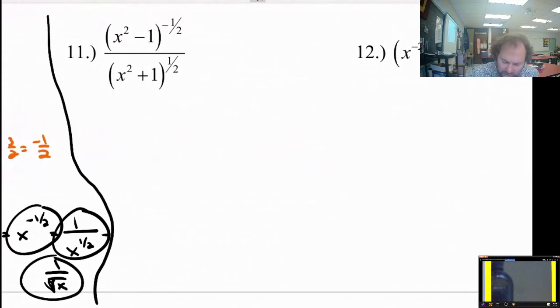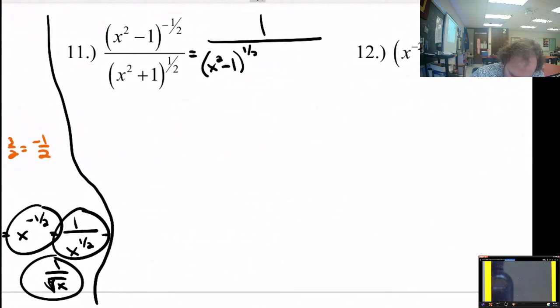Okay, now I think what's best for this problem, let's go ahead and take that x squared minus 1 to the -1/2 power. Let's move that to the bottom of the fraction. I'm going to do that right away. This is 1 over. Let's take x squared minus 1 to the positive 1/2 and multiply it times x squared plus 1 to the positive 1/2. I'm not sure that these can combine in any meaningful way.